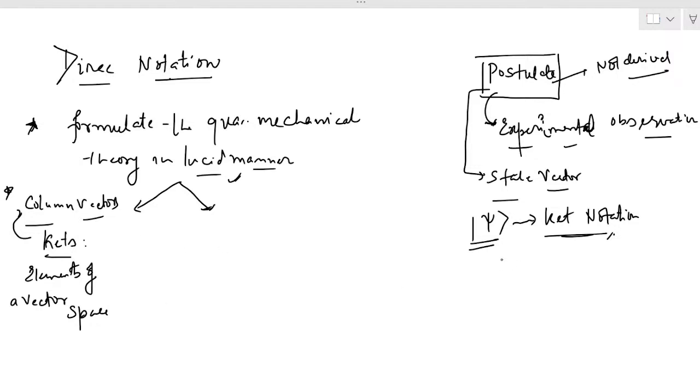So any state vector, I'm writing here that any state vector, I'm going to come to all these points when we study the postulates also. I'm going to cover postulates very briefly, but remember that.